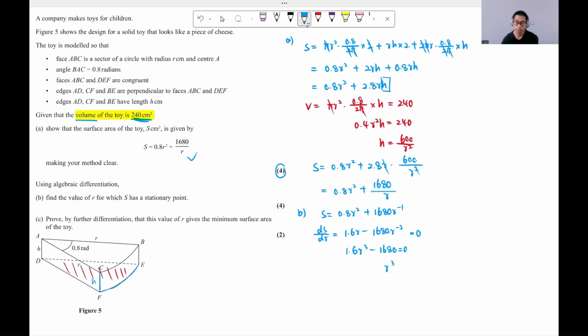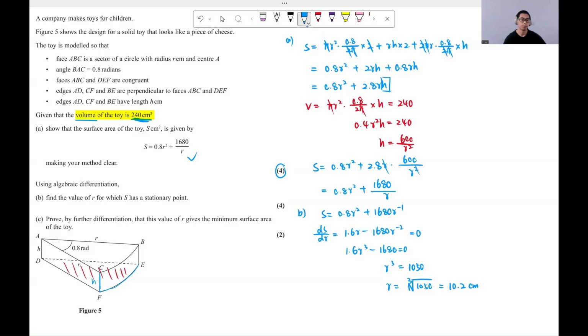And then make r cubed the subject. So I will plus 1680 on both sides and divide by 1.6 on both sides. That will be 1050. So r is equal to the cube root of 1050, which is 10.1639. I will round it to one decimal place, which is 10.2 centimeters. So that would be the value of r for which S has a stationary point.